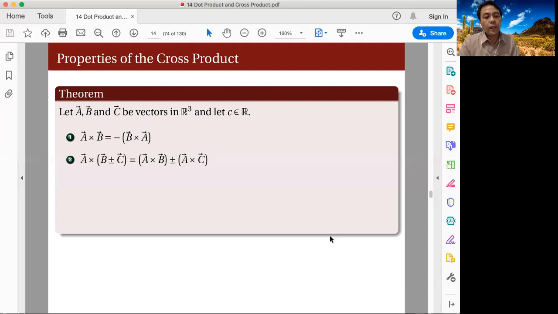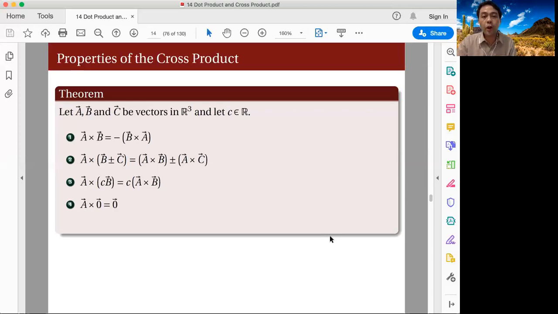But as with the dot product, the cross product is distributive over vector addition and also vector subtraction. You can also move around a scalar multiplied to a vector. So the cross product of A and c times B is the same as you just get the cross product of A and B first, then you multiply by c.